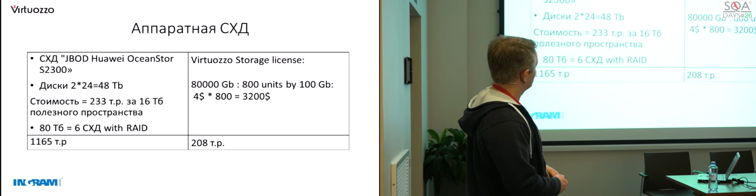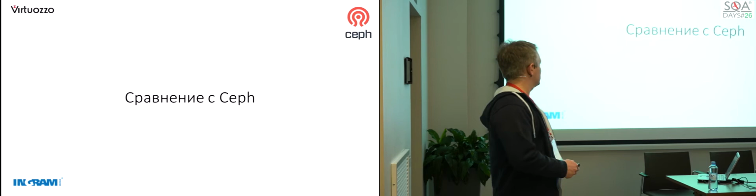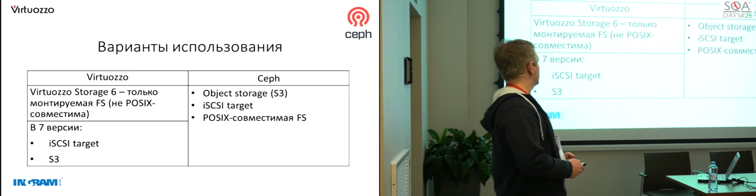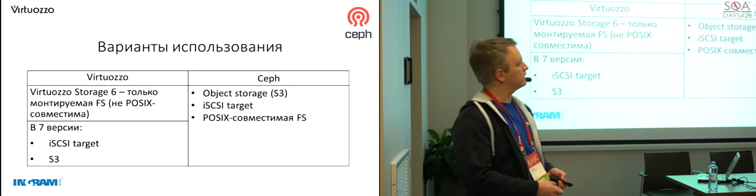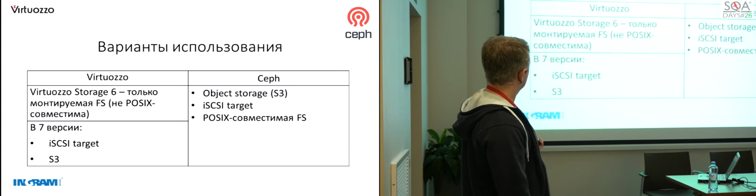And if you are reluctant to pay at all, there is a popular system, Ceph. It is very much like Virtuozzo, and it is free of charge, open. I would like to show a few differences between Virtuozzo and Ceph. First of all, our use options. We used version 6, which can be only used as an installable system, specially optimized for virtual machine images and containers. Version 7 includes iSCSI target and object storage for Amazon. All the three options are there.